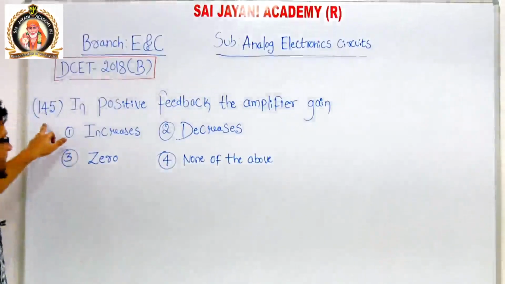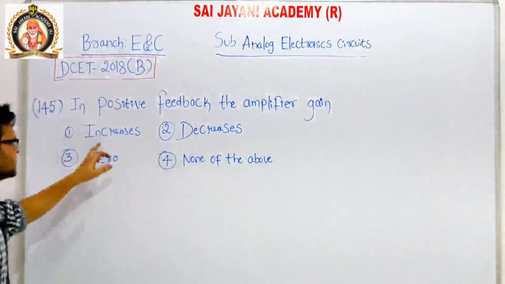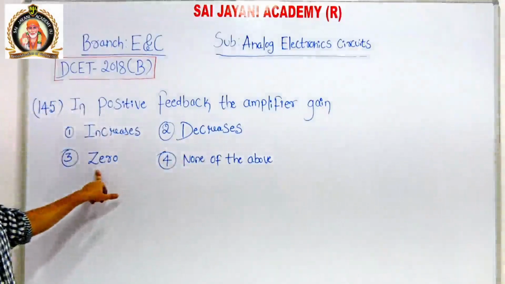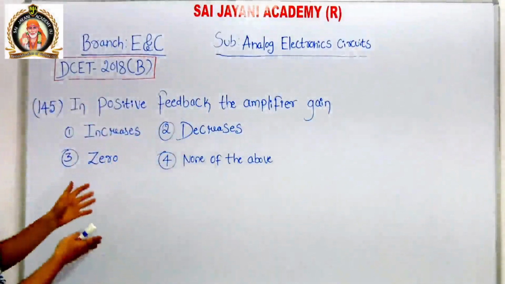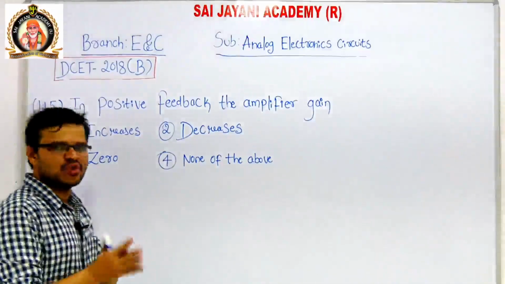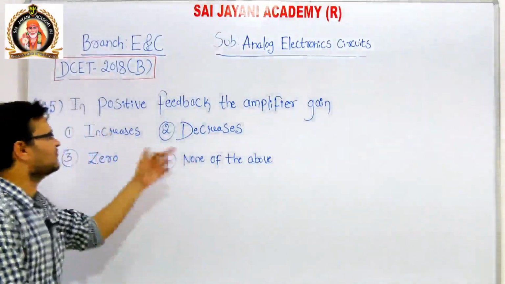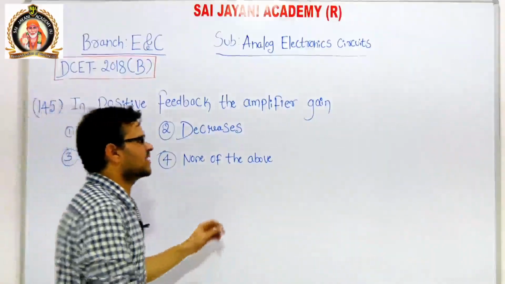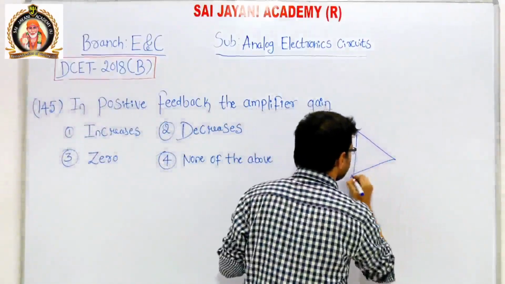The question number 145: in positive feedback, the amplifier gain is, the options are given below. The first one is it increases, the second one is it decreases, the third one is it becomes 0, and the fourth one is none of the above. Before solving this question, first you have to know the feedback concept. What is feedback? Feedback is the property where part of the output signal is fed back into the input side. In feedback we have two types: the first one is positive feedback and the second one is negative feedback. We are going to know the concept of feedback.